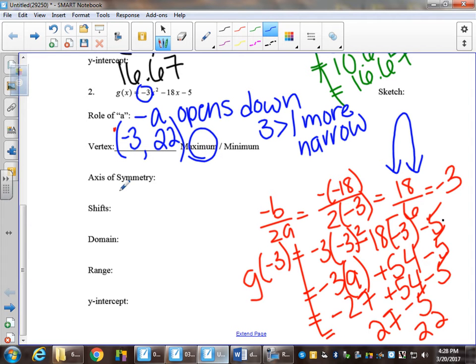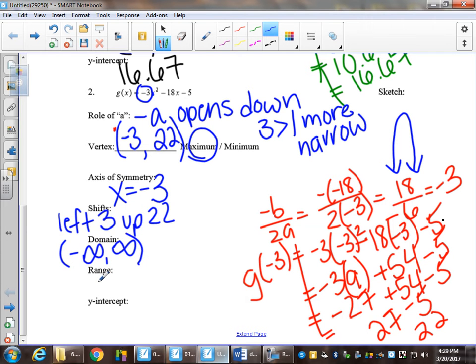Our axis of symmetry is our x value of our vertex, -3. We are going left 3, up 22. So be careful on your shifts. You're always going left to right first, and then you're going up to down. So I saw a lot of people saying down 3 to the right 22. You're always going left to right first. So left 3, up 22.